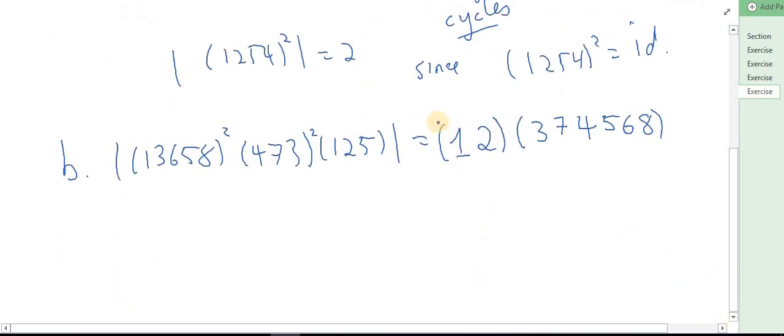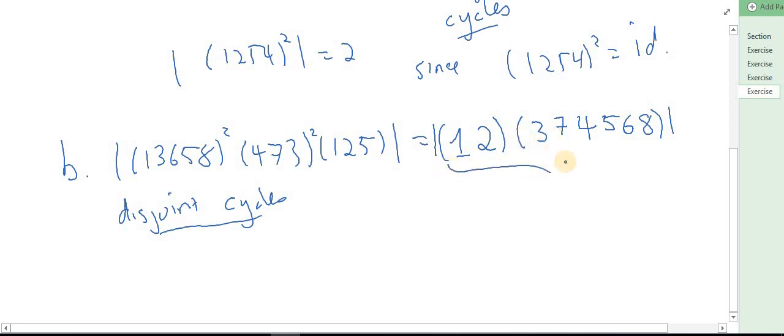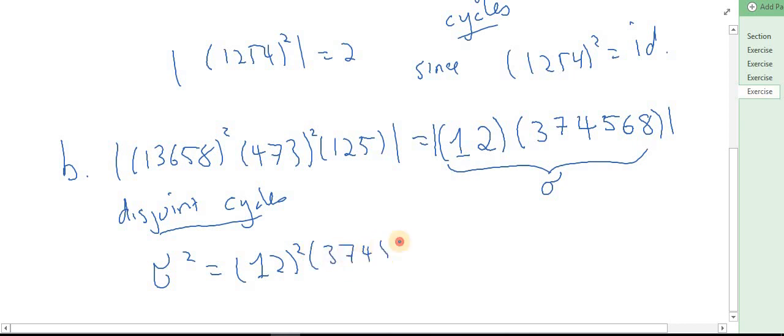All right, now we want the order of this, and these cycles are disjoint. Okay, so that means we can square them independently. So let me call this permutation, let me just call it sigma, because that's a nice name for a permutation. So what about sigma squared? Well, it's going to be (1 2) squared, (3 7 4 5 6 8) squared. I can square them independently because they're disjoint.